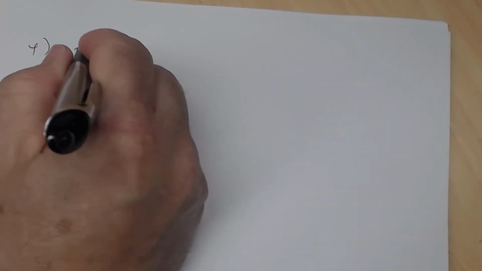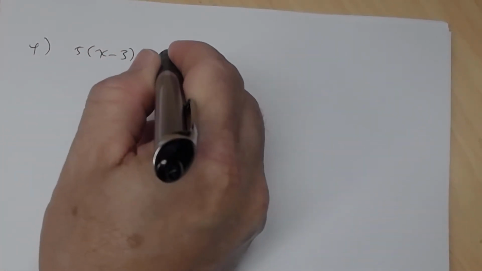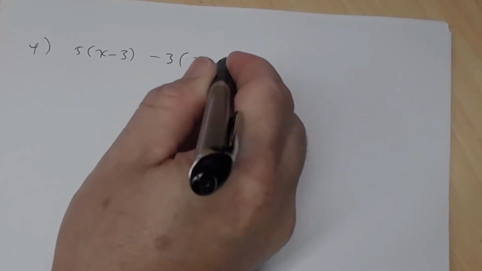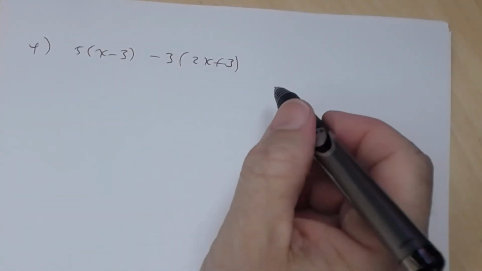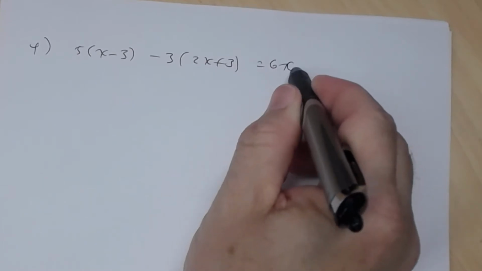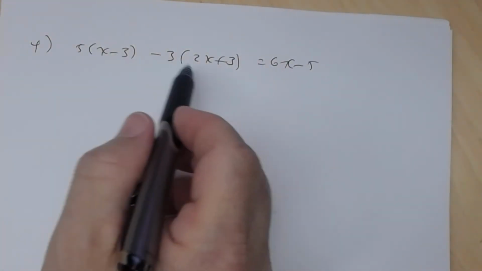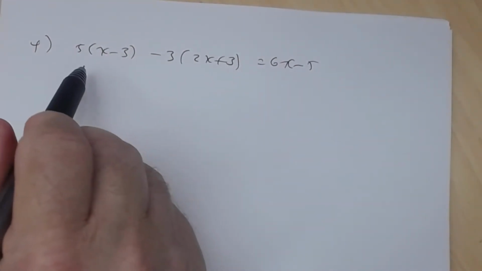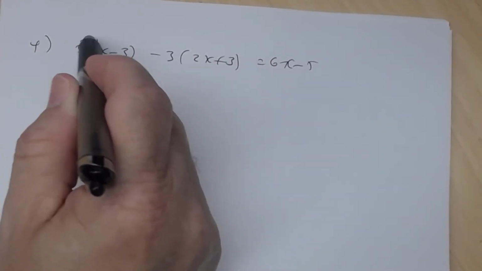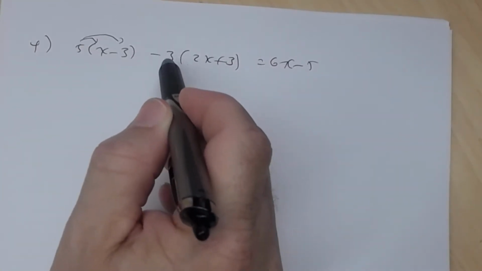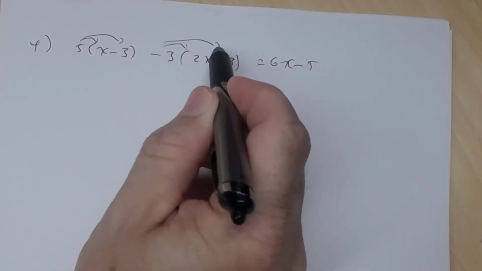All right, number 4. Suppose we had this. Suppose we had 5 times x minus 3 minus 3 times 2x plus 3 equal 6x minus 5. All right, so I have this linear equation, and I do have set of parentheses. In fact, I have 2. So I'm going to use distributive property twice. So I'm going to distribute the 5 here, and over here I'm going to distribute the negative 3.